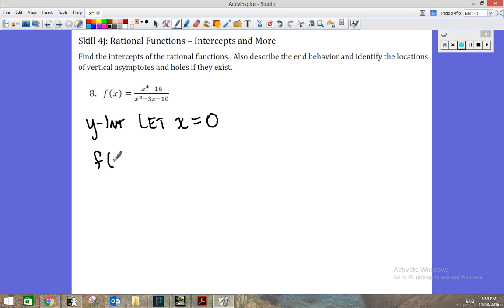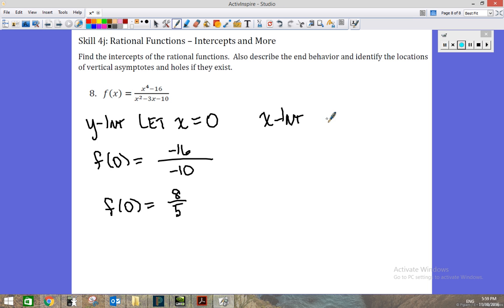If we plug in 0 into the function, in the numerator I have just a negative 16, in the denominator I have a negative 10. So those negatives cancel. Those are both even numbers. 2 divides both of them, so 8 over 5 is my y-intercept.